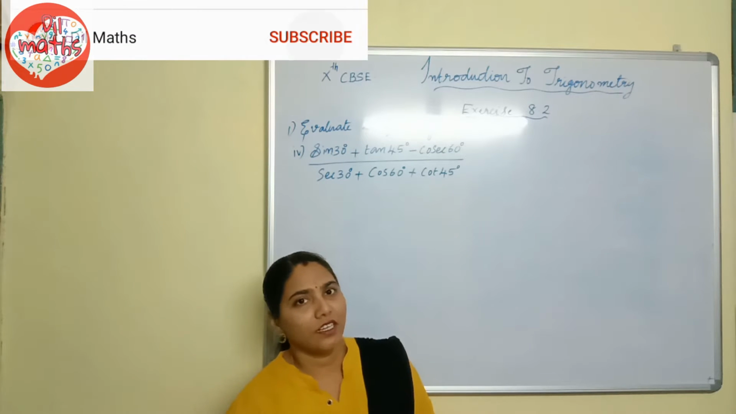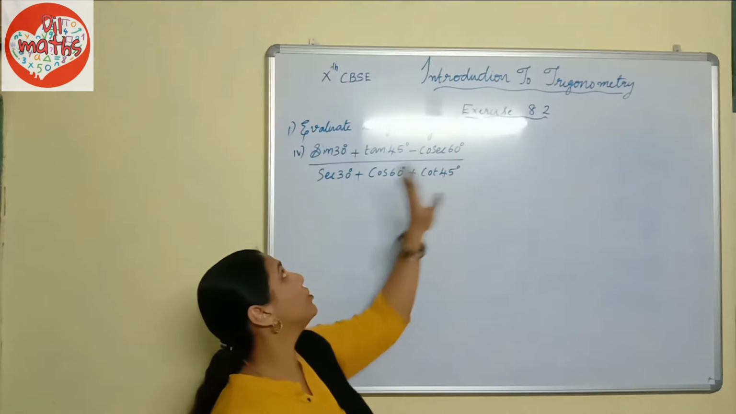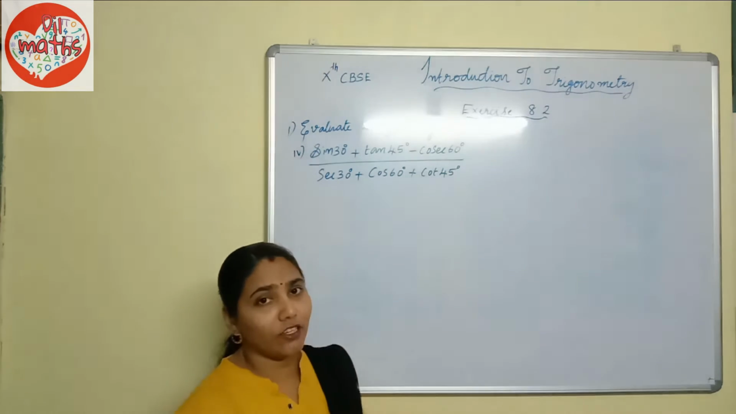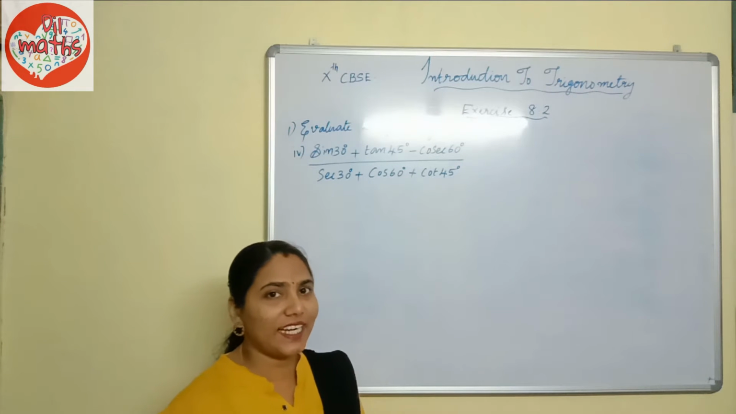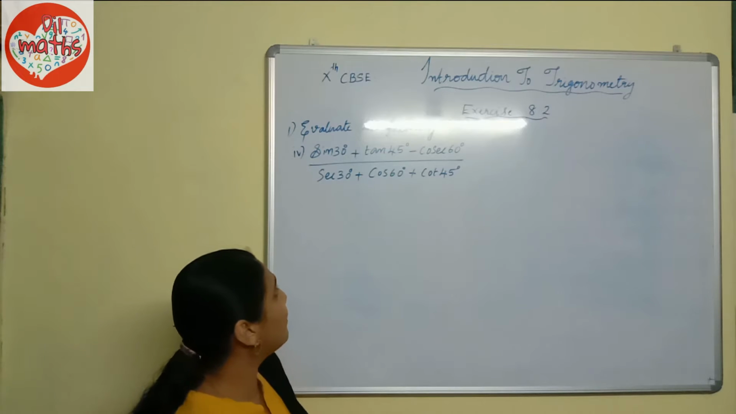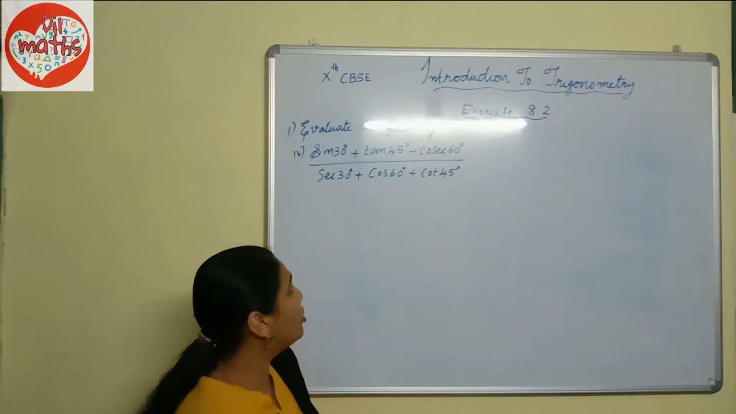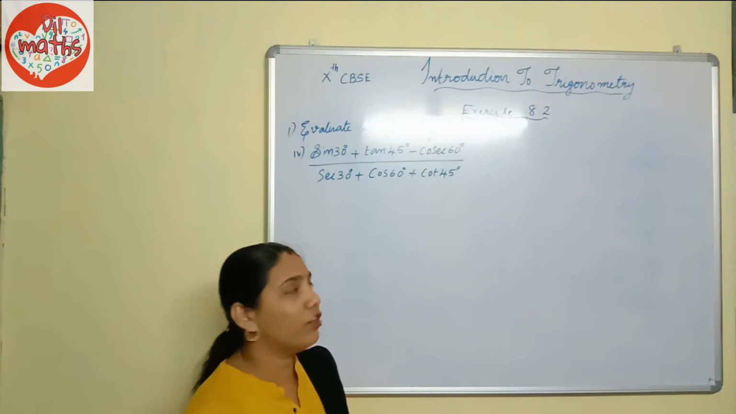Dear students, Introduction to Trigonometry, Chapter 8, Exercise 8.2. First question, evaluate the following. Fourth subdivision we are going to do now. It is coming in 10th standard, CBSE. So what is the question given? Sin 30 plus tan 45 minus cosec 60 divided by sec 30 plus cos 60 plus cot 45 degree. We have to find out the value of this.